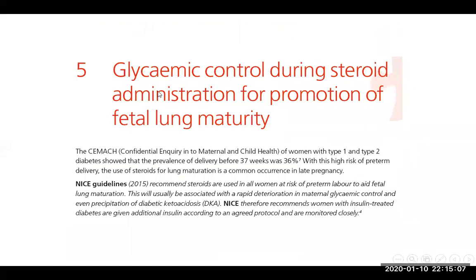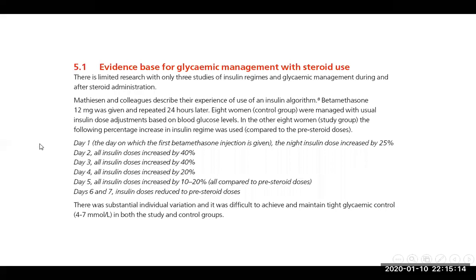And this is a section about glycemic control during steroid administration for promotion of fetal lung maturity. Actually, we will discuss it in more detail next Friday, inshallah, in the guidelines published by JBDS on steroid management. And this is just a protocol. If the patient receives corticosteroid, we can increase the dosage of insulin on day 1 by 25% and on day 2 by 40%, and so on until stopping of steroid.